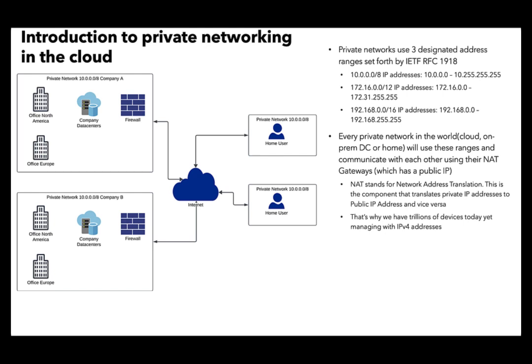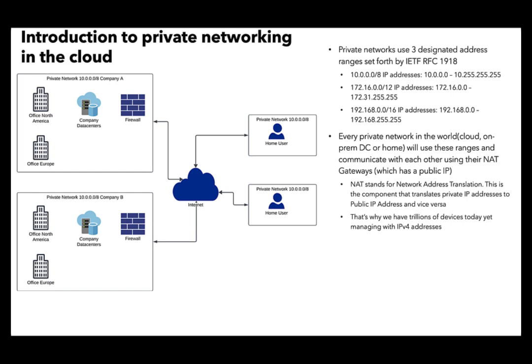So this makes it possible that company A and company B can have the same address space, the 10.0.0.0/8 address space, and it makes it possible for private home networks like mine and your computers, which are connected to the internet through your cable providers, to also have the same address space. And how is that possible? Because of the NAT. The NAT stands for Network Address Translation.